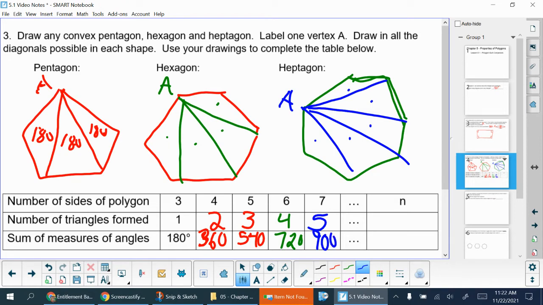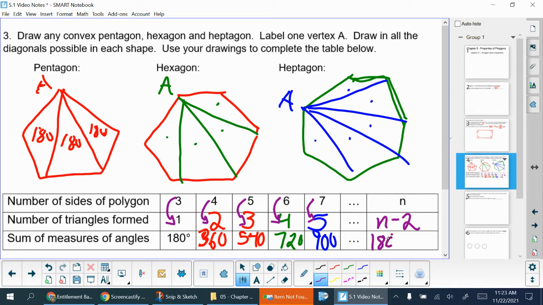Now, you can probably see a few patterns going on here. Each time we add a side, we are increasing the number of degrees by 180, but we want a formula for this. Thinking back to what we did in chapter 2 when we were coming up with these formulas, look for a connection from here to here. You can see a pattern between the number of sides and the number of triangles. There's always 2 less, so we'll have n minus 2. And then to find the number of degrees, or the sum of the measures of the angles, since each of those triangles is 180, we're just going to take that answer times 180.